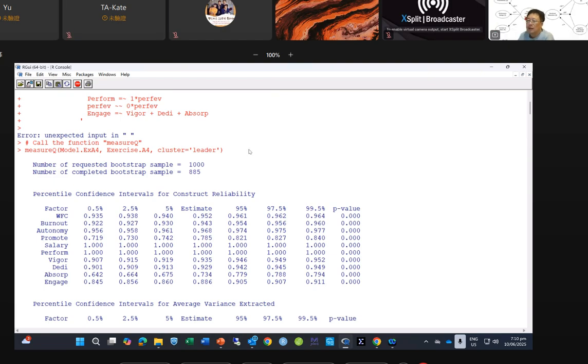Yes. Now, if we go to the top, do you notice that the number of requested bootstrap samples is 1,000? The number of completed bootstrap samples is 885. So 115 bootstrap samples are removed. You can try again with the number of bootstrap samples set to 2,000 so that you can get more accurate results, but you can stay with that. The reason is not because you have a bad model, but it simply reflects that some of the parameters are very close to the possible limits.